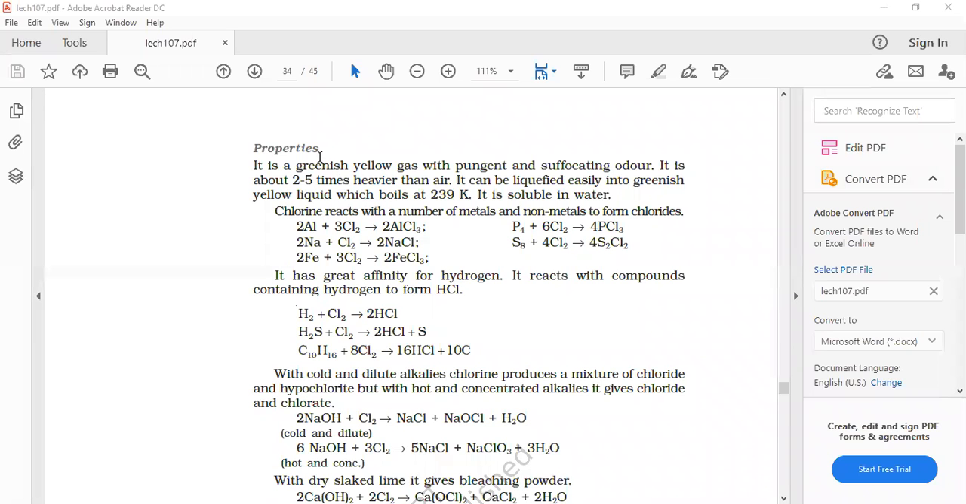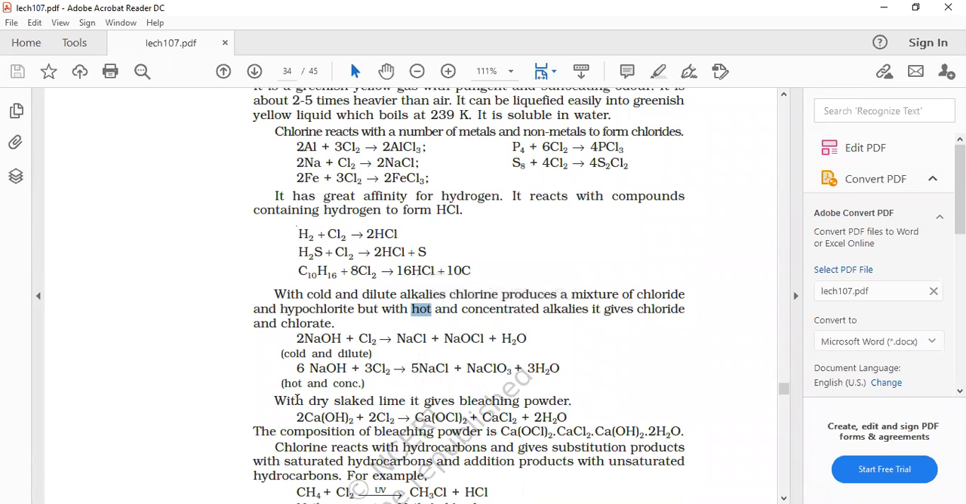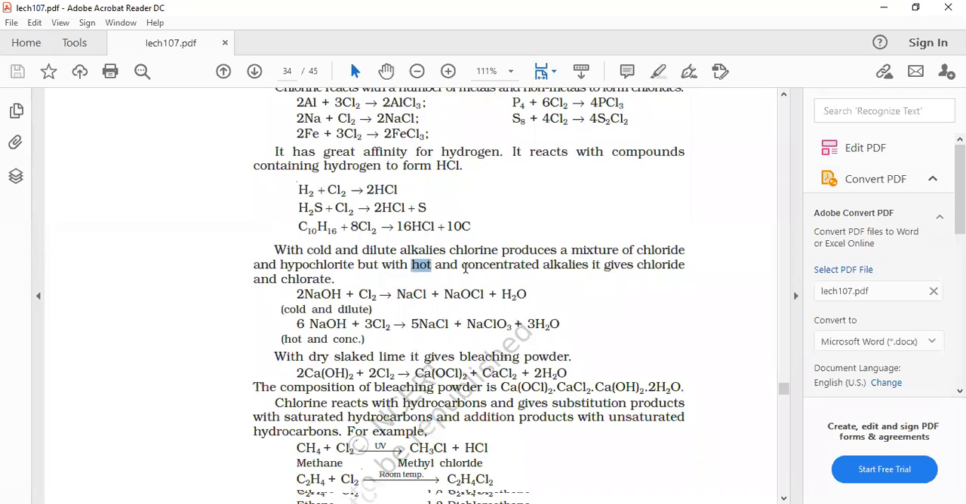Okay, let us start chemical properties of chlorine. We already completed up to this reaction: what happens when chlorine gas reacts with hot or cold dilute alkali. Now let me start here: chlorine, when it reacts with dry slaked lime, gives bleaching powder.